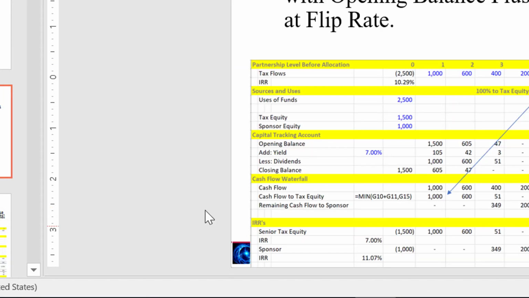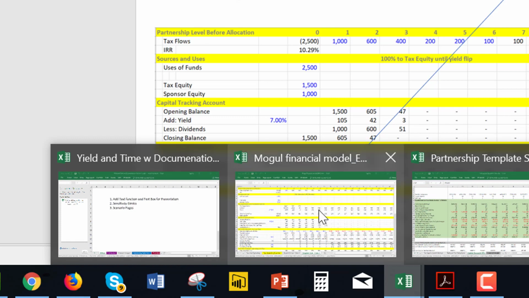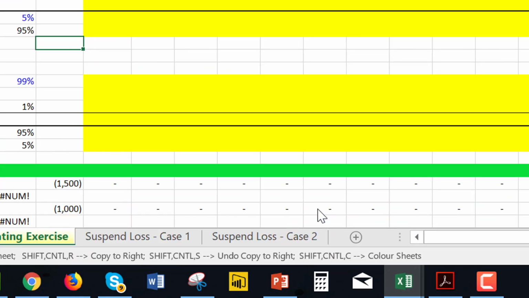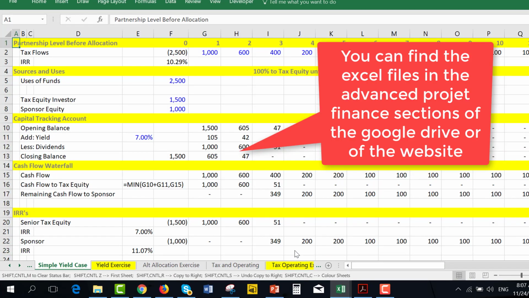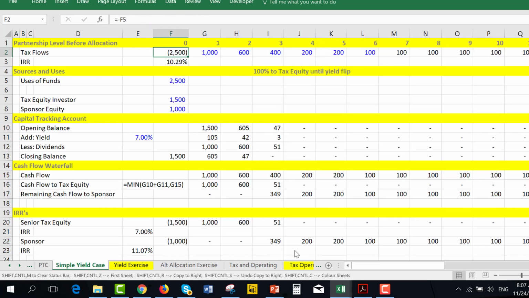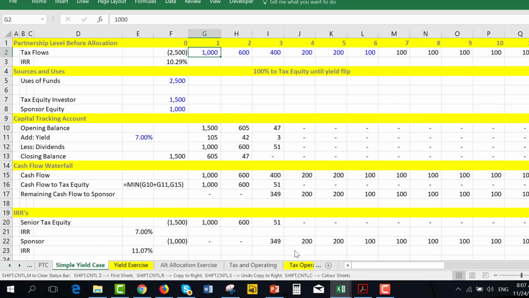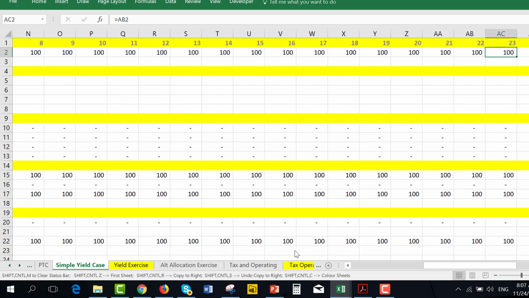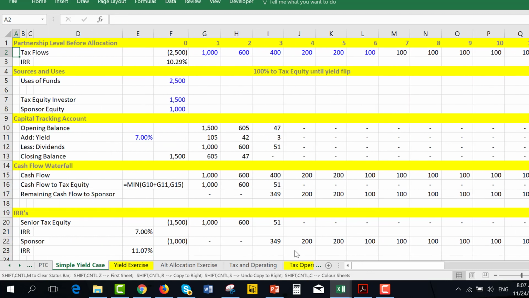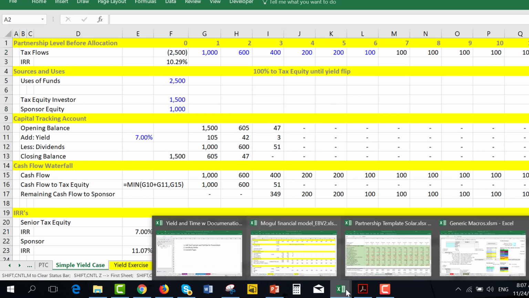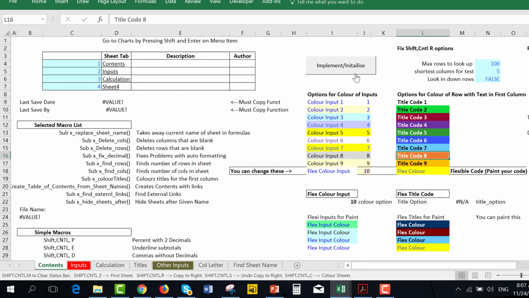Now, to demonstrate some of this, I've tried to put together a file, and I have a simple case. This demonstrates the structure of any model. We start with operating cash flow and see what the IRR is. So we spent 2,050, then we get all these tax benefits, and then we get less. And I hope I pressed Control-Alt-C. Oh, I have to open the generic macros and initialize them.